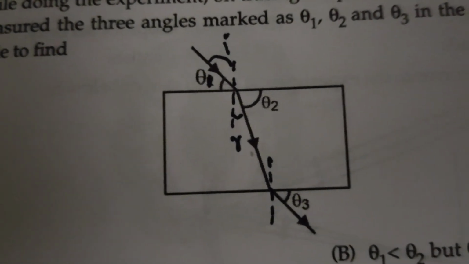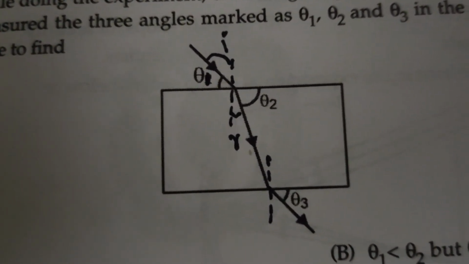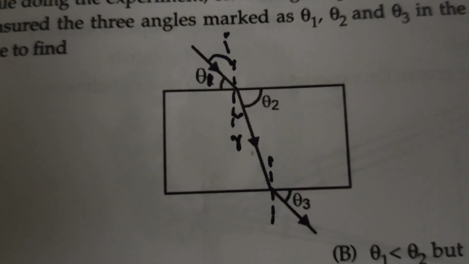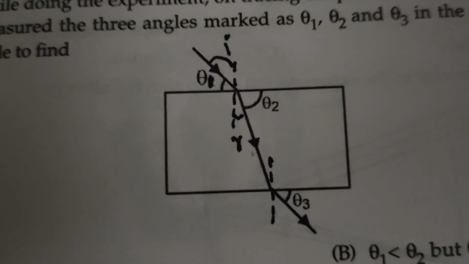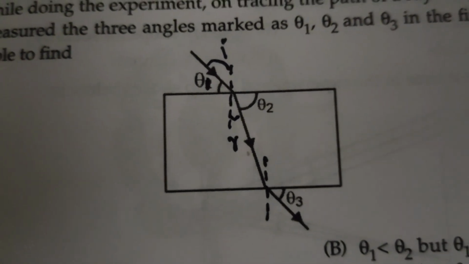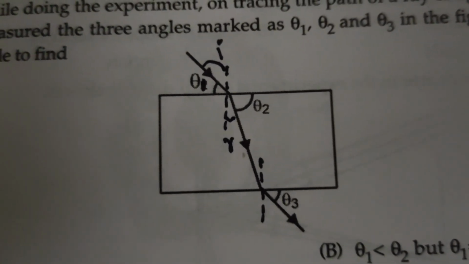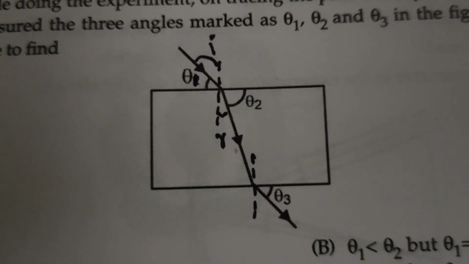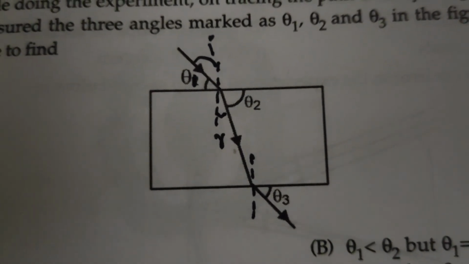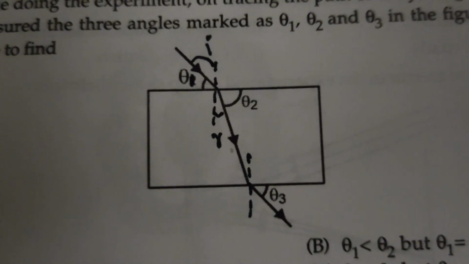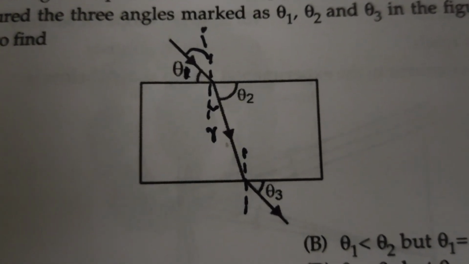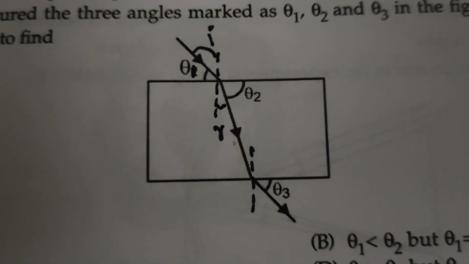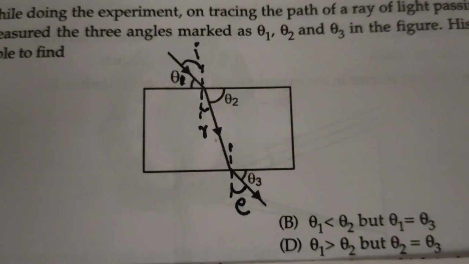So I plus theta 1 is 90 degrees and R plus theta 2 is 90 degrees. But I is greater than R, so it means theta 2 is greater than theta 1. And also we know that whenever any ray of light enters into the glass slab, the angle of emergence is always equal to the angle of incidence. So let me here label the angle of emergence for you. So now I have labeled E.